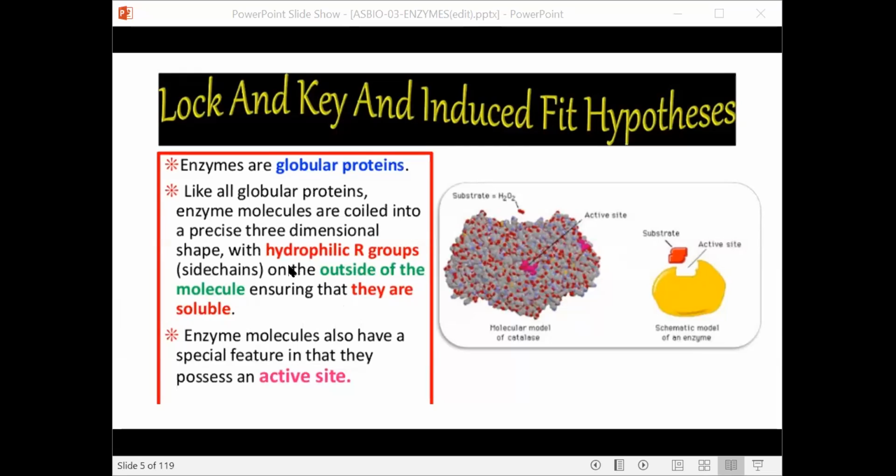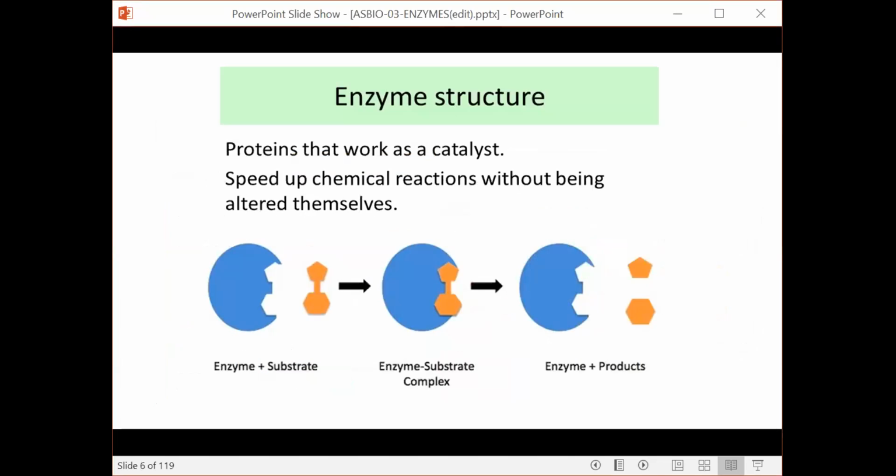So generally the hydrophilic groups are on the outside of the molecule, so they're soluble. Enzymes have a special feature, the active site, to which the substrate comes and binds. As the diagram shown earlier also, enzyme and substrate form an ECS, that is the enzyme substrate complex. And from this, once it binds, product forms.